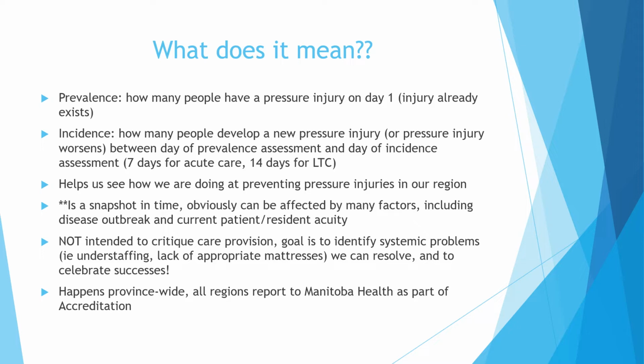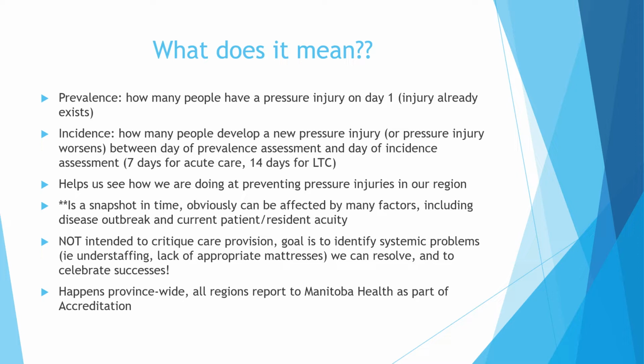The goal is to measure both the prevalence, which is a snapshot of how many people in our care already have a pressure injury on day one of the study, and the incidence, which is a measurement of how many people developed new pressure injuries through the course of the study. And this is about pressure injuries in our whole health region. Incidence is done after 7 days in acute care and after 14 days in long-term care.